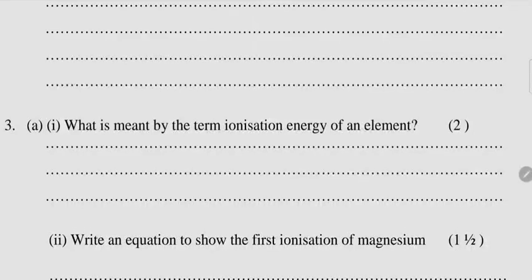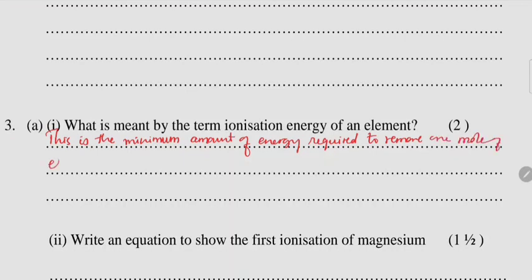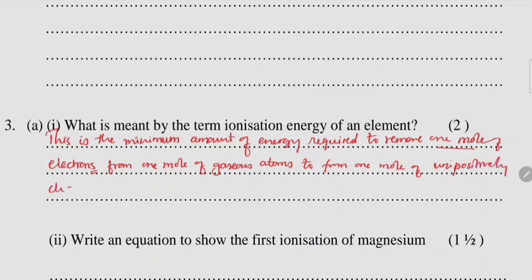Meant by the term ionization energy of an element. So this is the minimum amount of energy required to remove 1 mole of electrons from 1 mole of gaseous atoms to form 1 mole of positively charged gaseous ions.